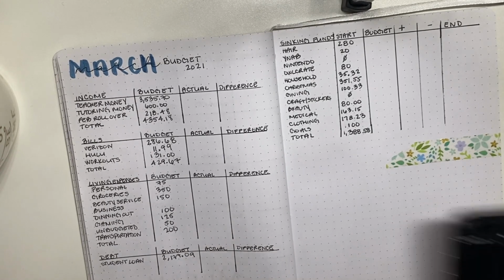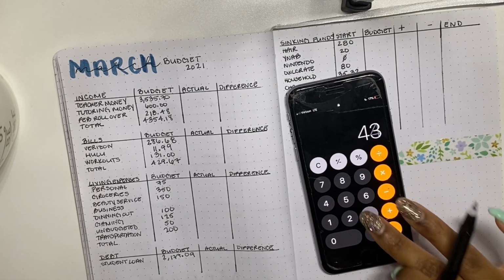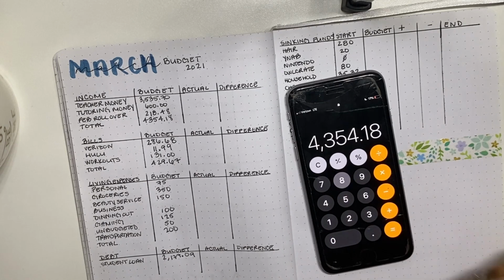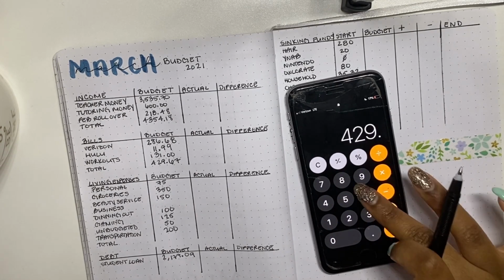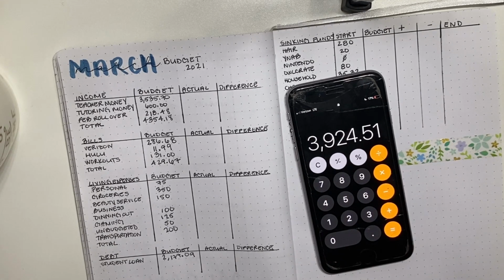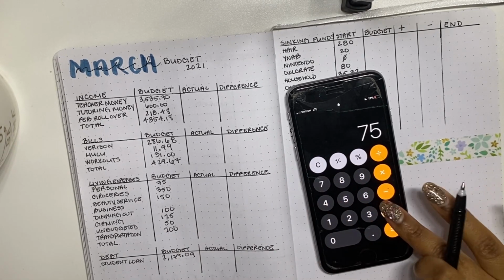So let me see what we have so far. We have the $4,354.18 minus the bills is $3,900. So we have somewhere to go. Let's see how much this total is so far without business.